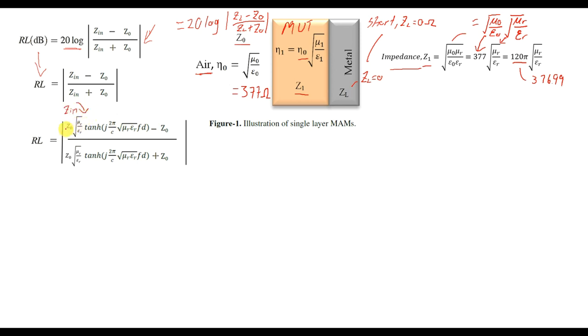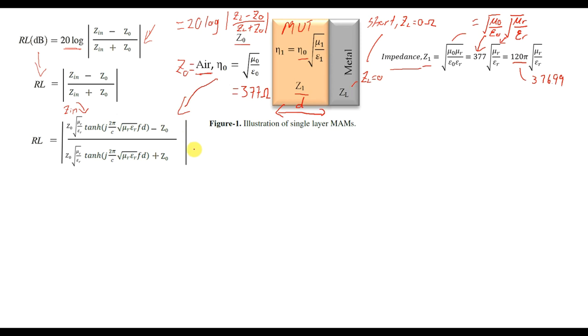Okay, so we can see that Z naught times the square root of relative permeability over relative permittivity, times the tangent hyperbolic of j, the imaginary part, 2 pi over C times the square root of permeability and permittivity, and the frequency and the thickness of the sample. So the thickness of the sample is here. It depends on the thickness as well, the d, and the frequency. So the Z naught will be here. Okay, so this one is Z naught.